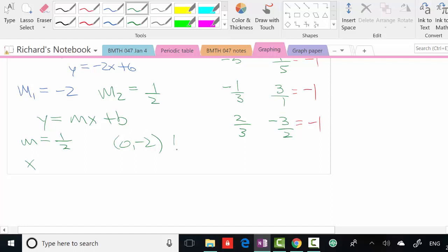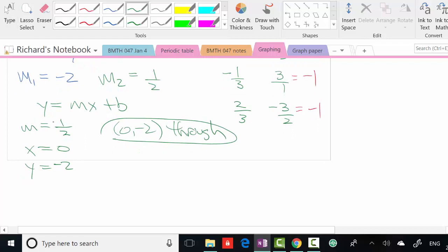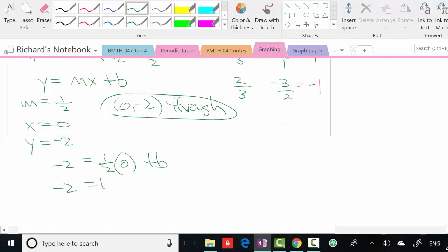So since the line is going through this point, that means x is equal to 0 and y equals minus 2. That coordinate point is on the graph of this second line. So I'm going to use that information to calculate the equation. Using the slope-intercept equation, y is equal to mx plus b, I'm going to solve for b, the y-intercept. Minus 2 equals 1/2 times the x value, which in this case is 0, plus b. Oh, that's kind of handy. That means minus 2 equals b.